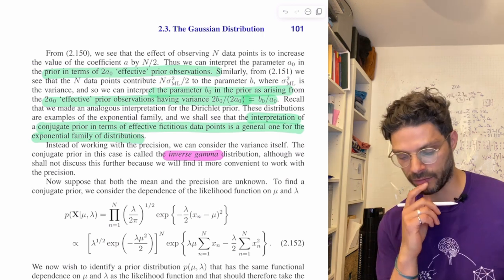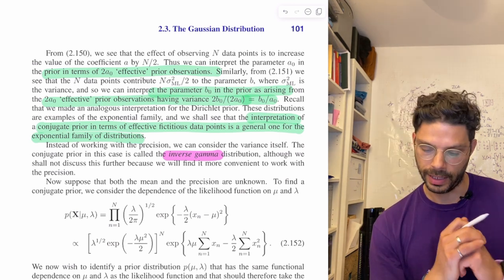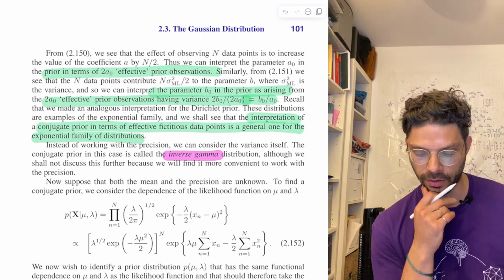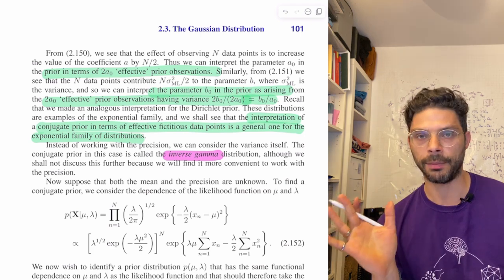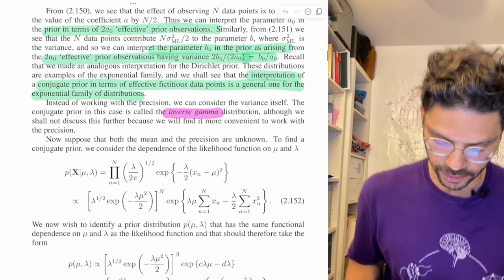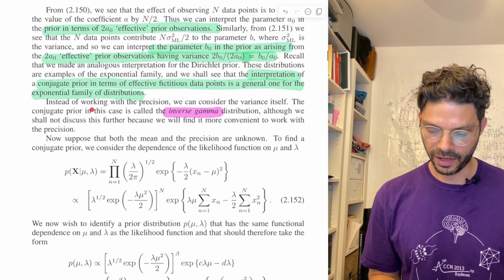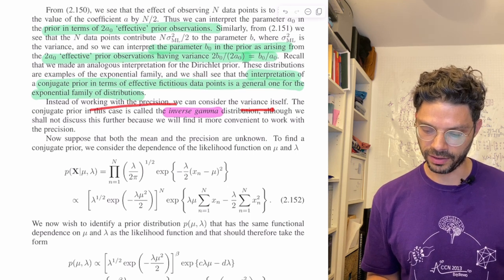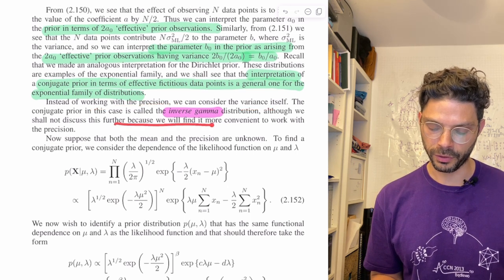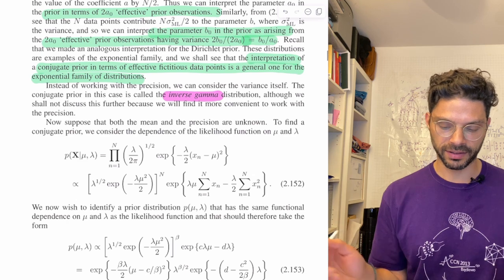So that's the end of inferring the precision. I was just looking at the time to see whether we should go on to the next section, and I think we might as well, because there isn't that much left. Instead of working with the precision, we can consider the variance itself. If we do that, we work with the inverse gamma distribution, but we're not going to work with that anymore. Okay, so that's the end of that.